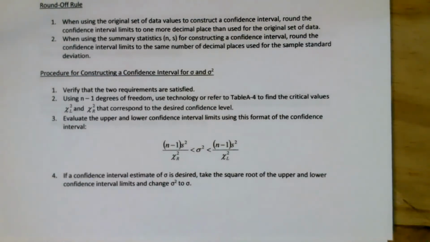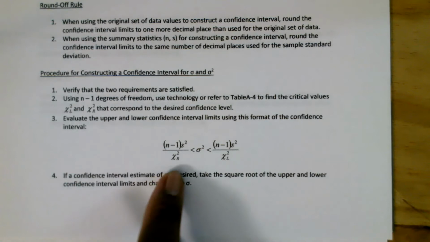And it's this. You want to verify that the 2 requirements are satisfied. And then you're going to use N minus 1 degrees of freedom, use technology, or refer to table A-4 to find your critical values. Your left tail critical value of chi-square and the right tail critical value for chi-square that correspond to the desired confidence level. You'll evaluate your upper and lower confidence interval limits using this format of the confidence interval.